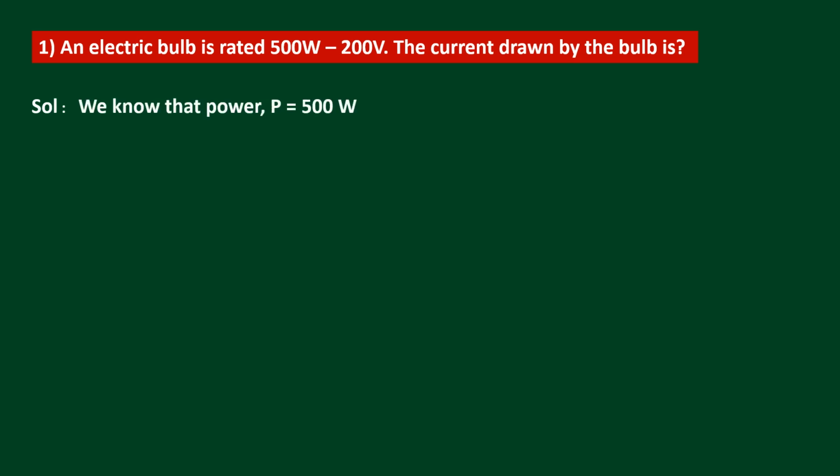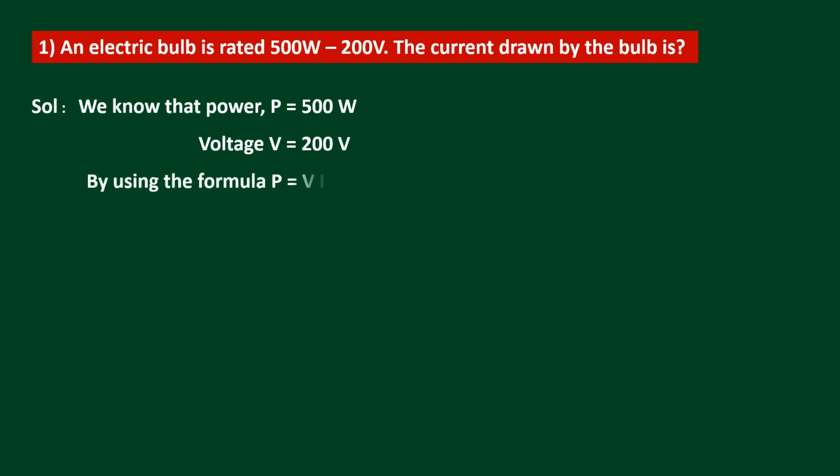Now let us discuss a few model problems one by one. The first one is: an electric bulb is rated 500 watts 200 volts. The current drawn by the bulb is. Now in the problem we know that power P is equal to 500 watts. Voltage V is given as 200 volts. We should find the current drawn by the bulb.